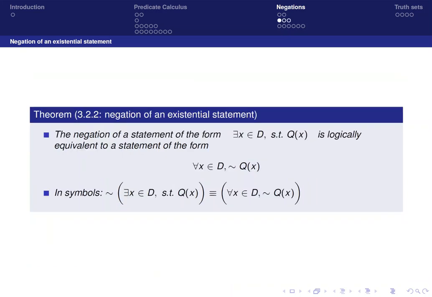Now, the negation of an existential statement is going to be a universal statement, just like before. We are going to negate the symbol "there exists," and it will become "for all." And again, we negate the predicate to get the solution. So in symbols, negating an existential statement is equivalent to having a universal statement with the negated predicate.